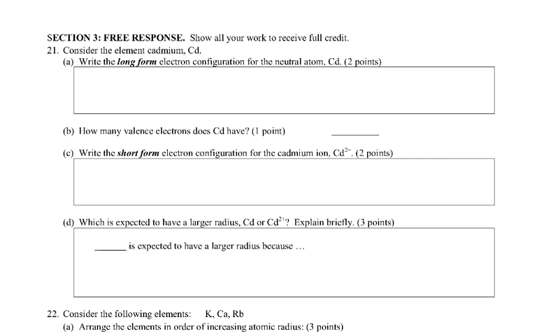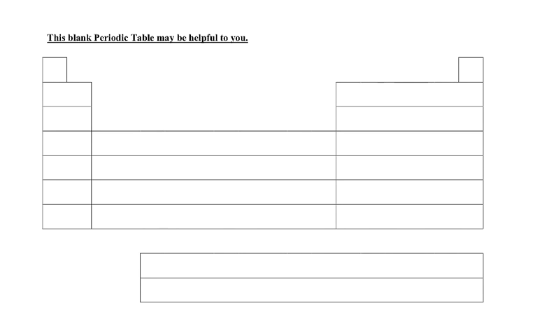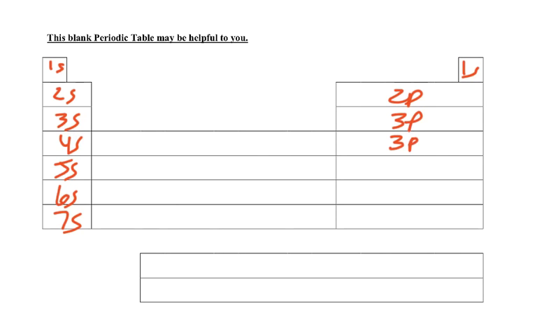Now, cadmium. Write the long form for cadmium. So again, we have this. You could fill that in for yourself if that's going to help you: 2s, 3s, 4s, 5s, 6s, 7s. Then the p's start with 2p, 3p, 4p, 5p, 6p, and 7p.